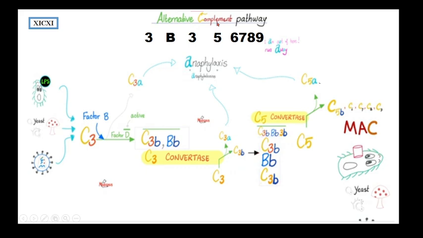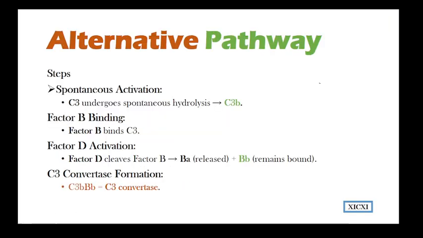Now C5 convertase will convert C5 into C5a and C5b. Now this C5a leaves the cascade. C5b is going to recruit 6, 7, 8, 9. Now they form what you call MAC, membrane attack complex. Now, boom, destroy bacteria. Let us have a look at the step by step of it.